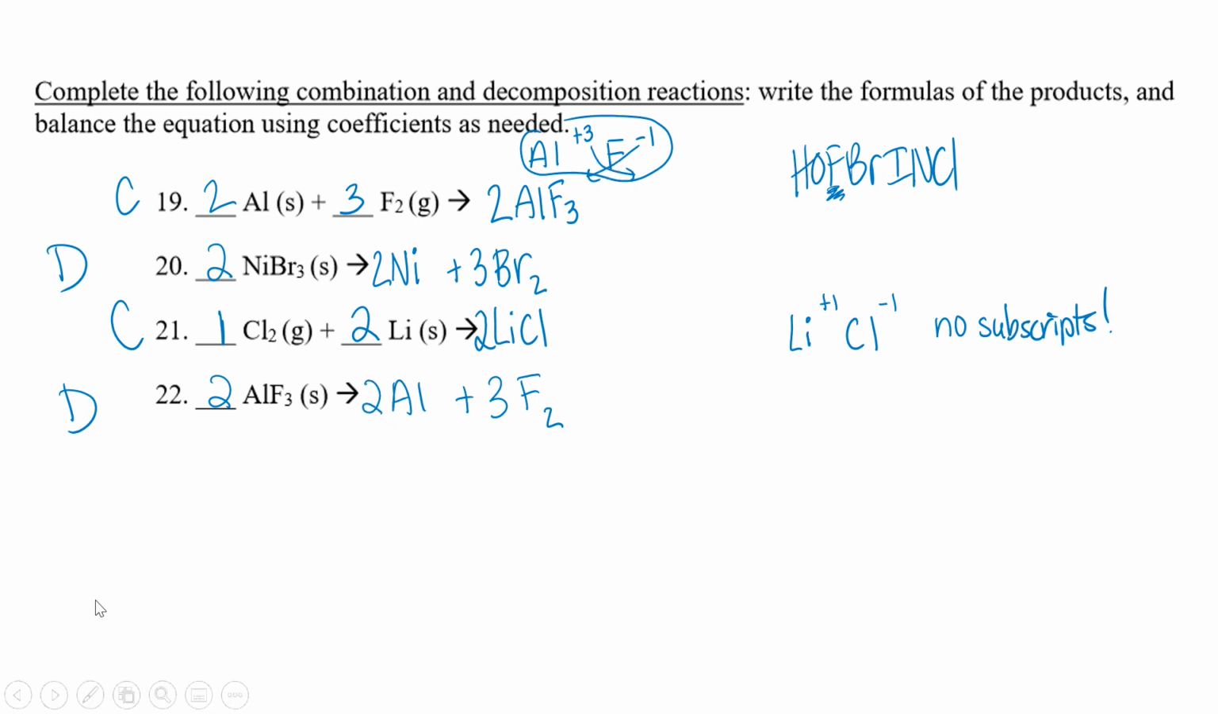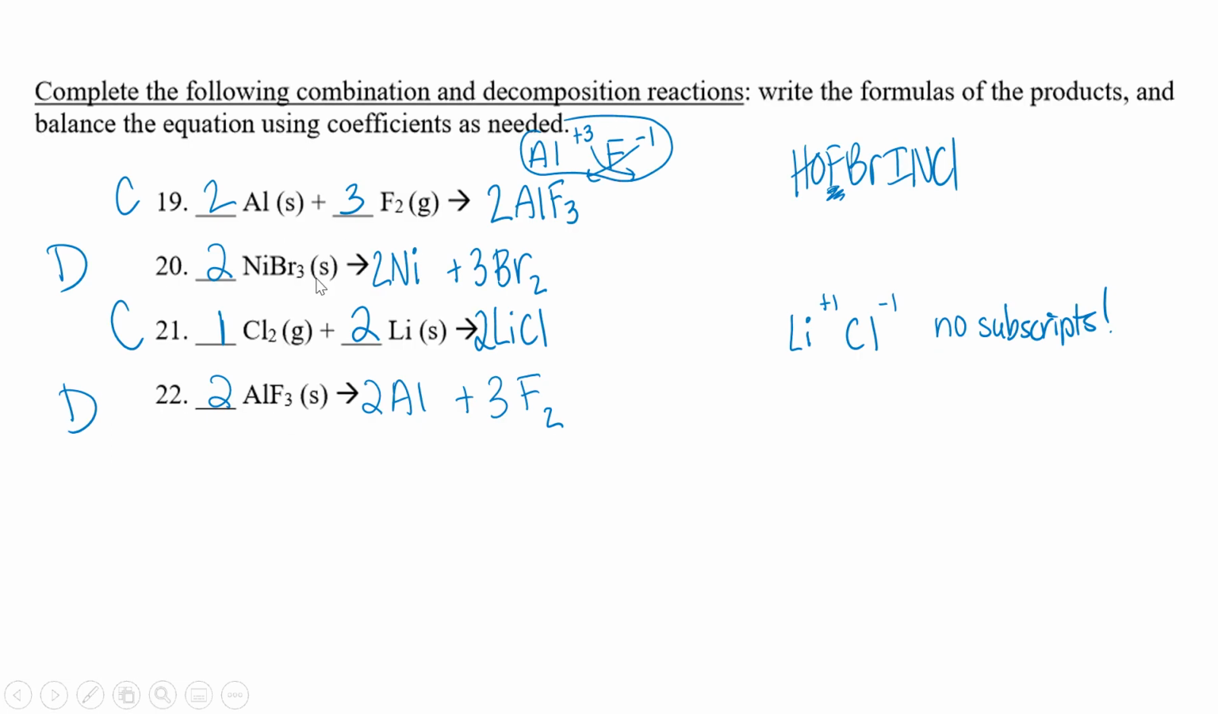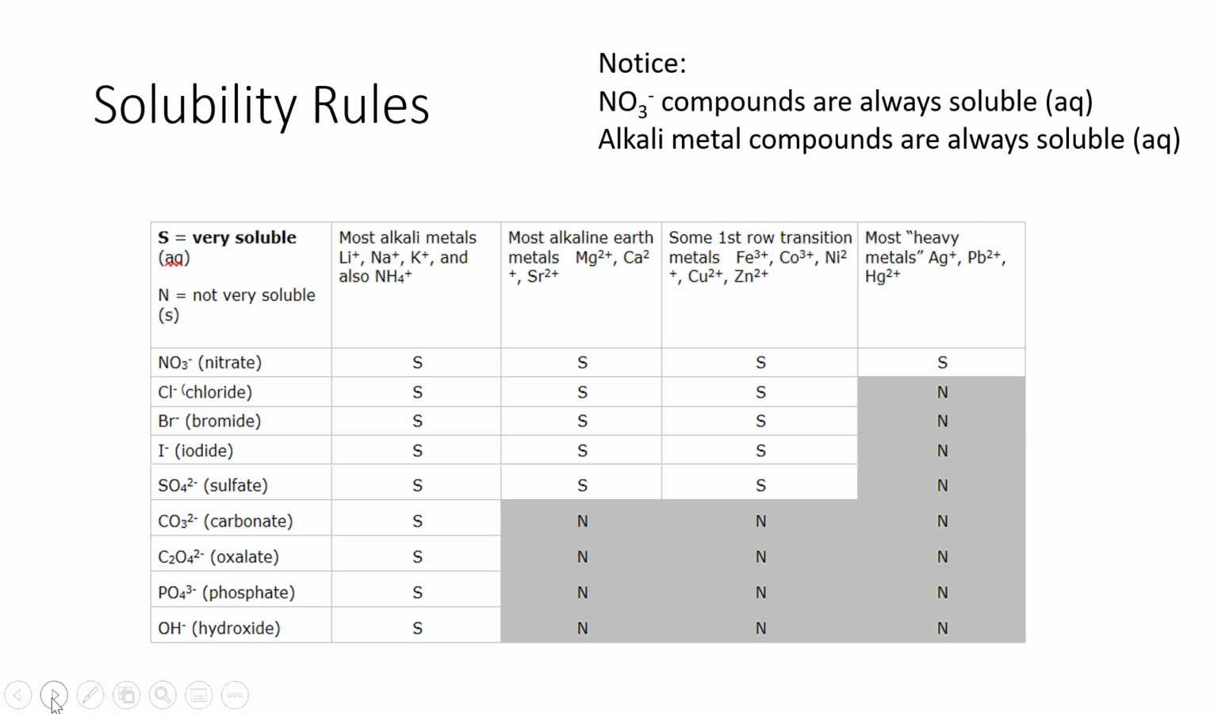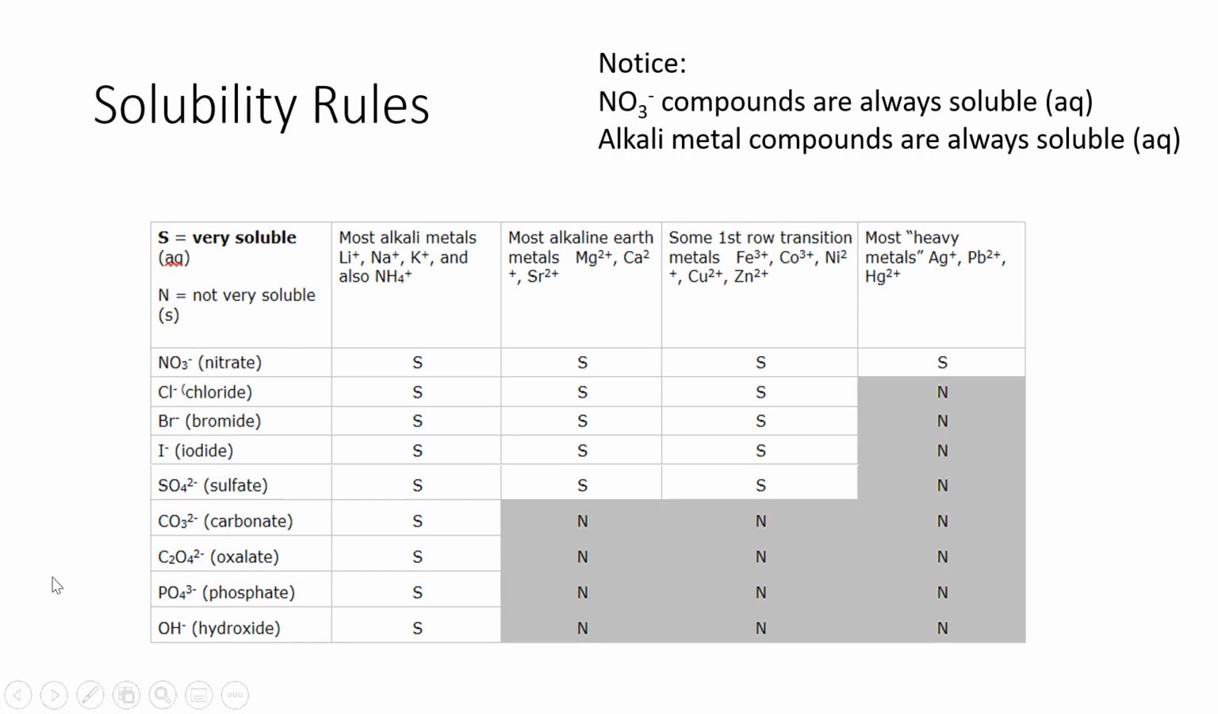All right. And I am kind of quickly going through the balancing piece of it because this is something that we covered in an earlier topic, but let me know if you have questions on balancing and I can help you out there. So let's talk about the last type of reaction. So notice how these ones were combination and decomposition. We're going to take a look at some single and double displacement reactions.